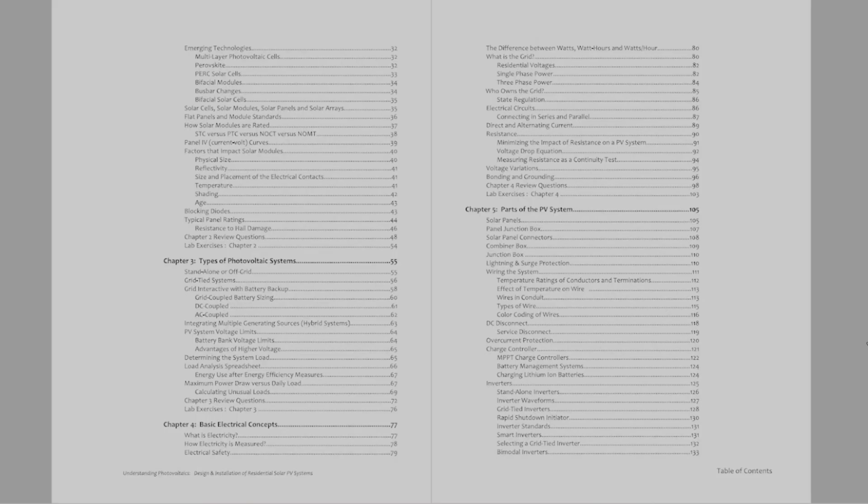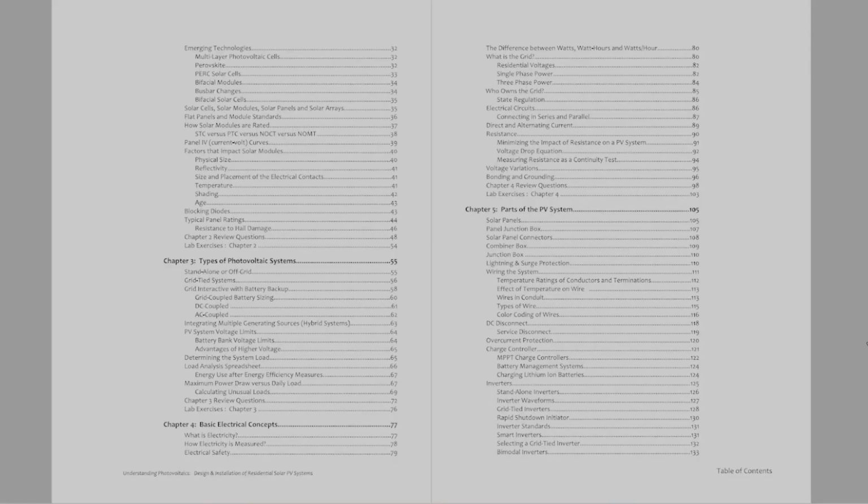We're talking about cells, modules, panels, some of the emerging technologies, perovskite, PERC cells, bifacial modules, and then we get into how modules are rated. We talk about STC, PTC, a little bit on NOCT, some of these ratings that you're going to run into as you're selecting panels. We discuss the IV curve, and factors that affect production. I'm going to zip through this a little bit and then we'll walk through the chapters here. Otherwise, we'll be here all day.